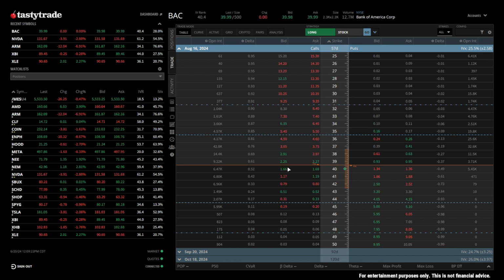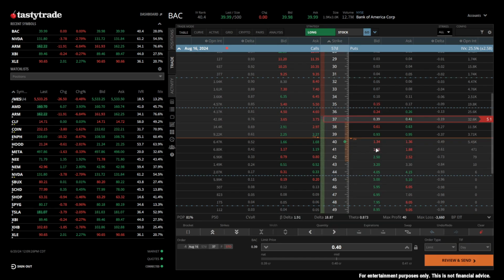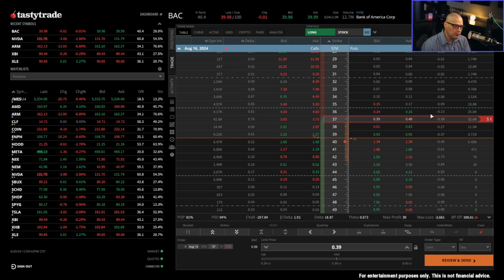If I want to sell a 20 delta put here on Bank of America, I can go right here to the 37 strike. It's actually a 19 delta put, but it's the closest one I can get to 20. And you can see right now Bank of America is trading almost exactly $40 even, and a 20 delta put would be the 37 strike. So I can only go $3 out of the money for that 20 delta put. That's not very far out of the money. That's not exactly safe, especially for a trade at 57 DTE. I'm going to be in this trade for 2 months.